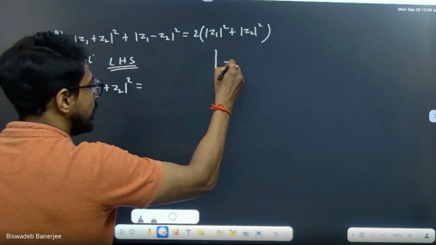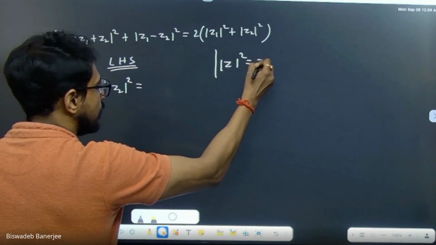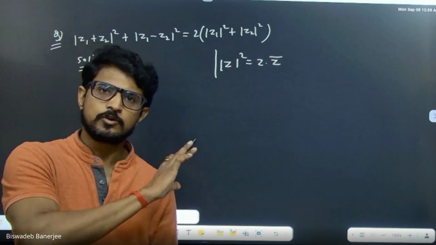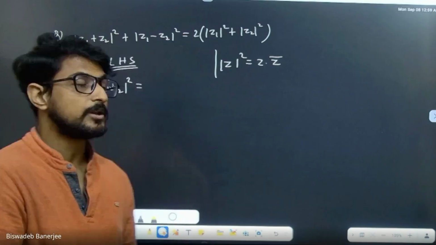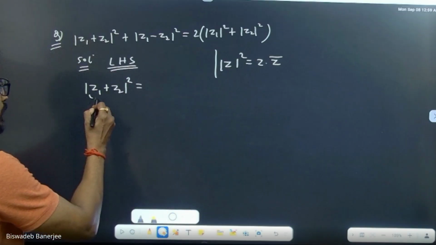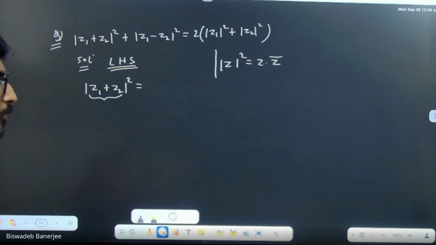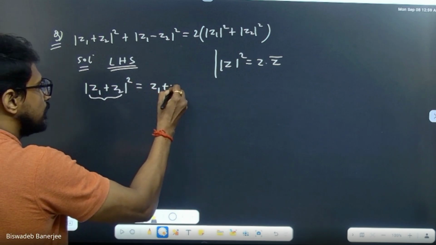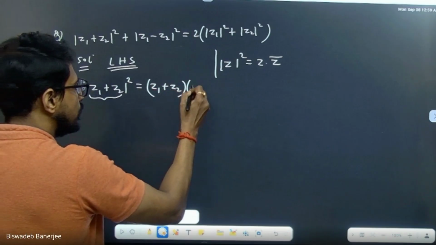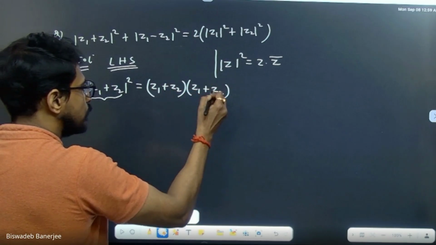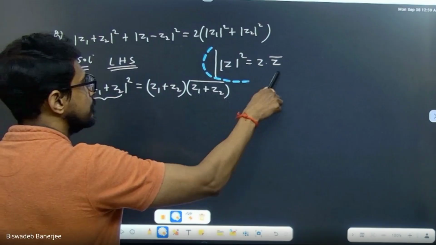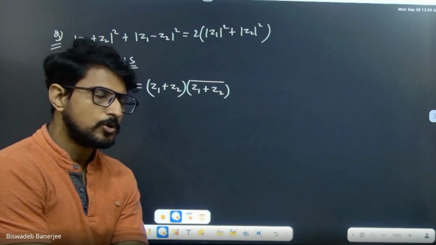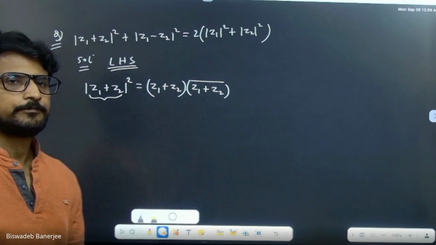Okay, I am writing the property again. Mod Z whole square is equal to Z into Z conjugate. I have just introduced this property, and we have also proved it. So here, let us think of this one as Z. Mod Z whole square can be written as Z into Z conjugate. Clear?